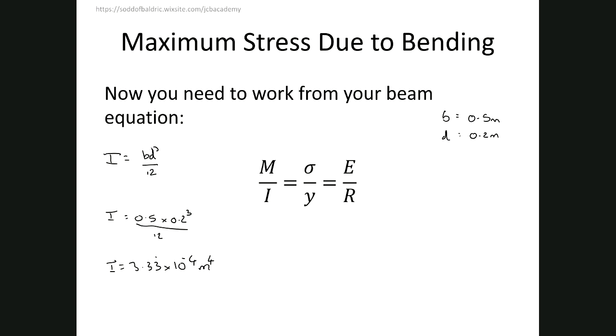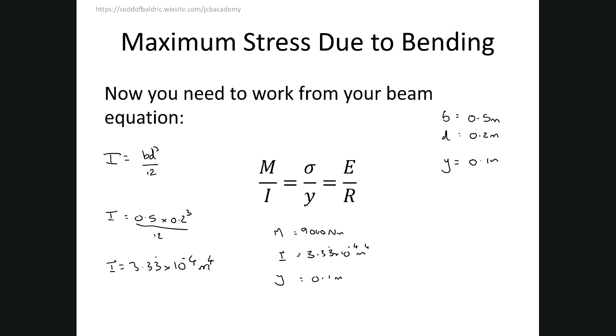With that in hand, we now know we can also work out y. Remember what we said earlier, y is d over 2, so y will be 0.1 meters. So with this expression, we know our maximum bending moment M was 9,000 Newton meters, I is 3.33 recurring times 10 to the minus 4 meters to the 4, and y is equal to 0.1 meters.